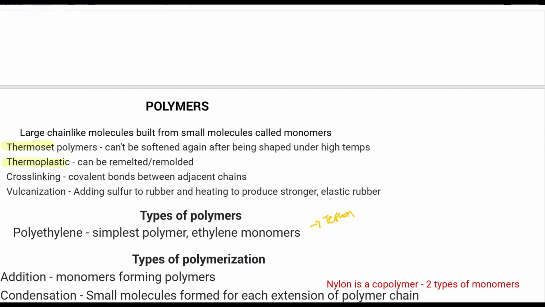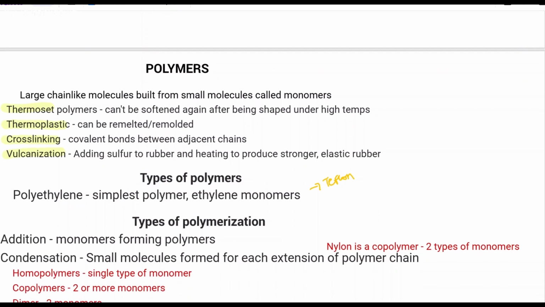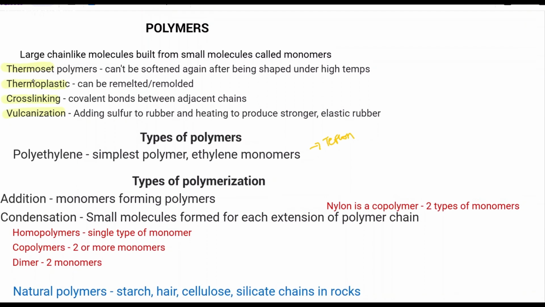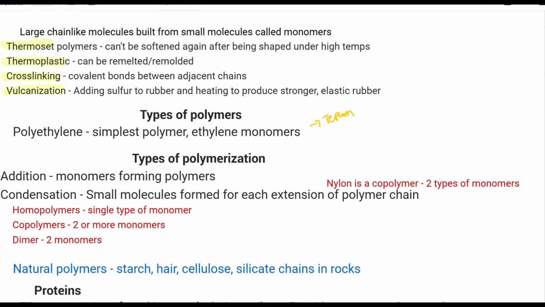And then something here called cross-linking, which is covalent bonds. And then vulcanization. It was made by someone, I'm not really sure, but it's when you add sulfur to rubber and heat it to get a stronger, more elastic rubber. You just have to be able to identify these in a multiple choice type way. I doubt it will be a FRQ.